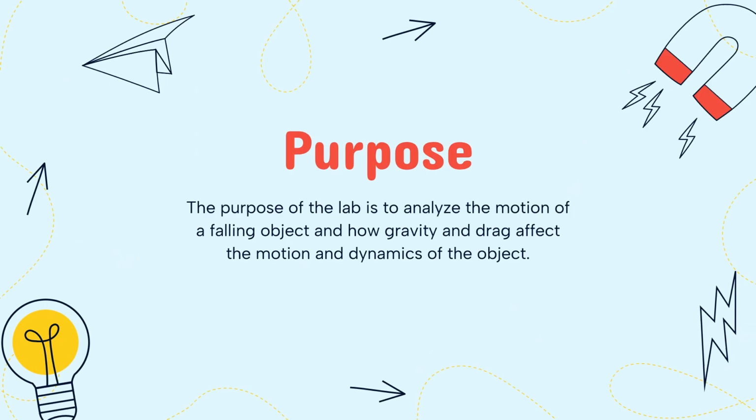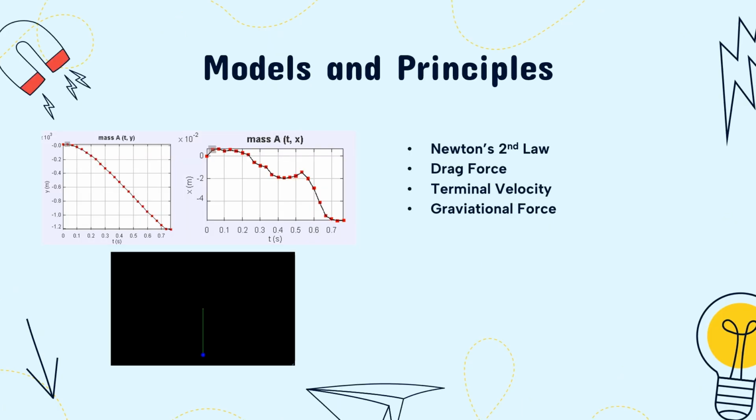Introduction. The purpose of this lab is to analyze the motion of a falling object and how gravity and drag affect the motion and dynamics of the object. The models that we use are GlowScript models and Tracker models, and the principles are Newton's second law, drag force, terminal velocity, and gravitational force.